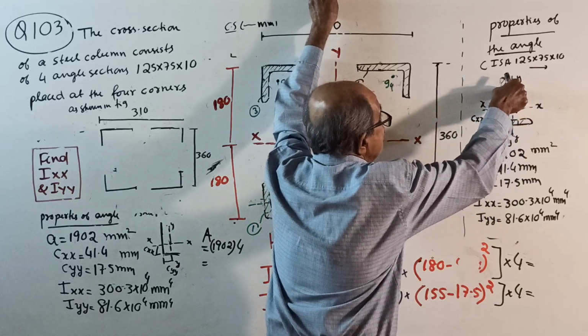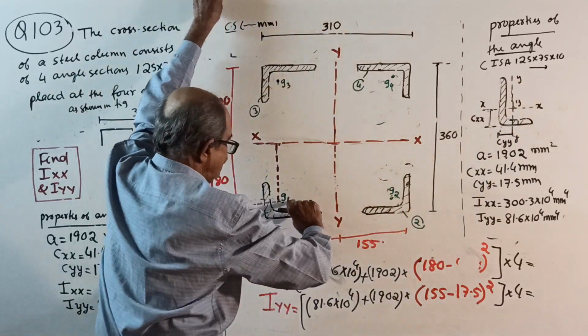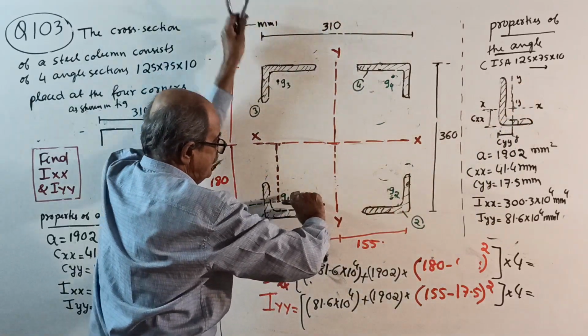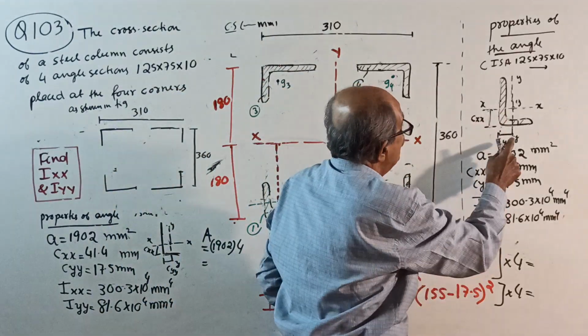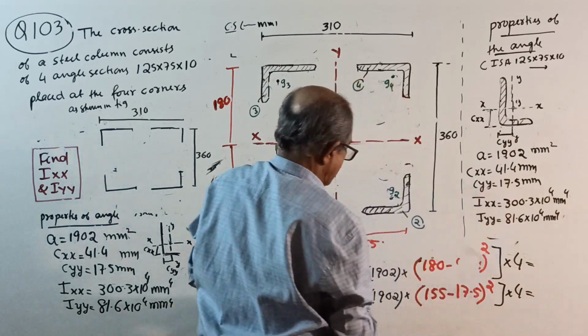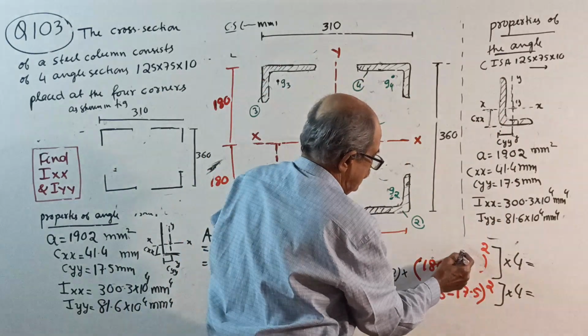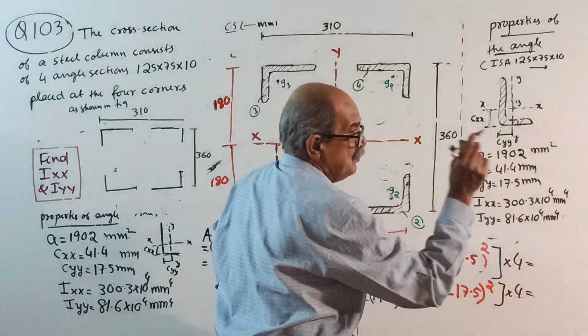See, this distance here, when you go there, is this distance. How much? 17.5 millimeters. So 17.5 whole squared, into 4.